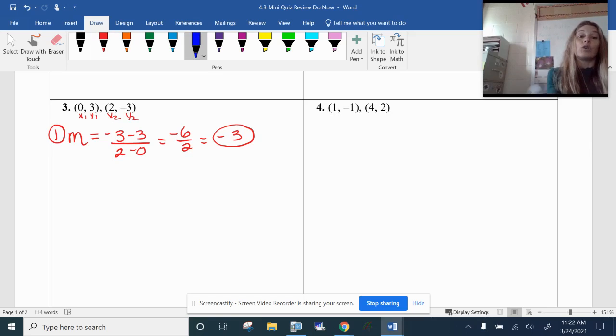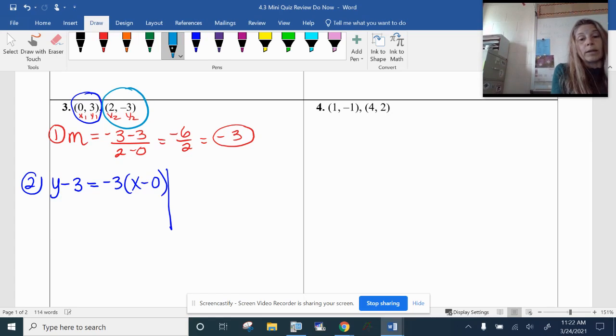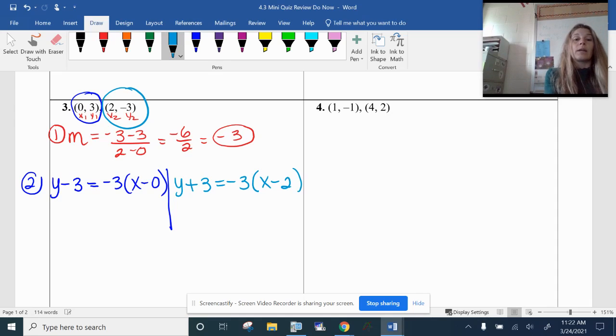Now this time I have two options for my second one, right? So I can either do the first point, which would be y minus 3 equals my slope of negative 3, x minus 0, or I could do the second point, which would be y plus 3, because we're going to minus that negative, equals my slope of negative 3, and then x minus 2. Now, either one of those is fine, but now we're going to get it into slope-intercept.